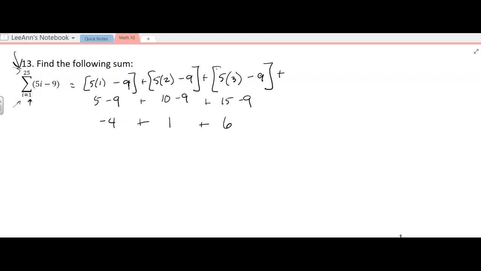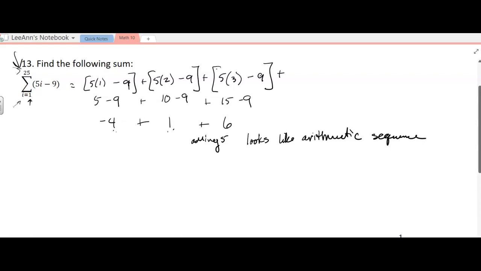So is there a pattern here? From negative 4 to 1, and then 1 to 6. Well, 1 to 6, you're adding 5, right? And then negative 4 to 1, are you adding 5? Yeah. If you take negative 4 plus 5, you get 1. Okay, so it looks like this is an arithmetic sequence. Now, if you really wanted to try a few more terms, then you could see it.